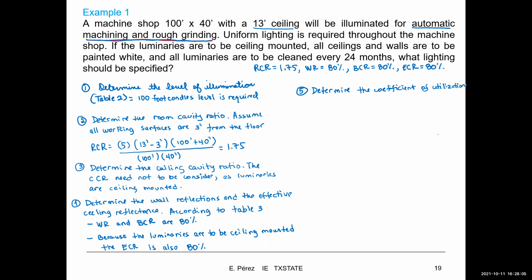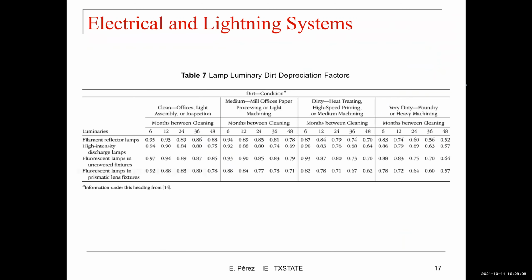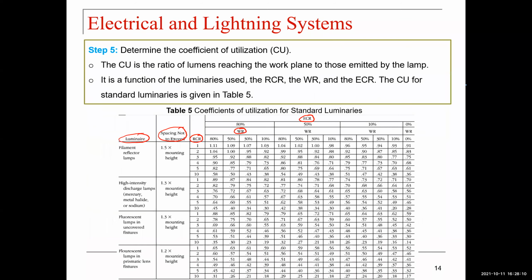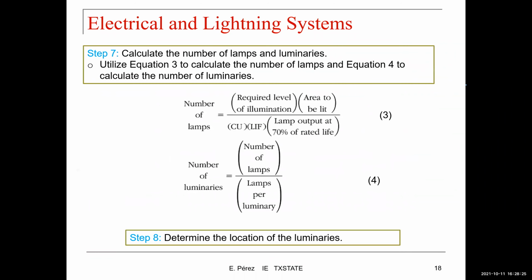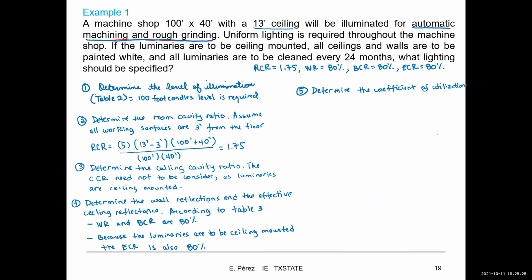So we are going to use table 5 to find this coefficient of utilization. So we need some additional information. So the luminaires are to be ceiling mounted.